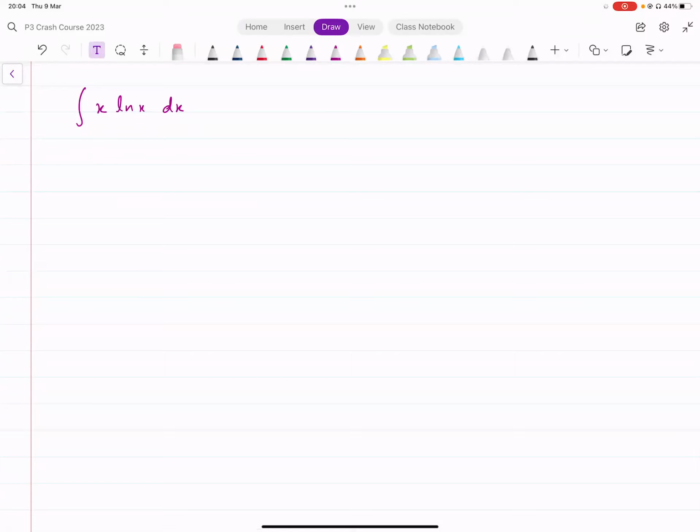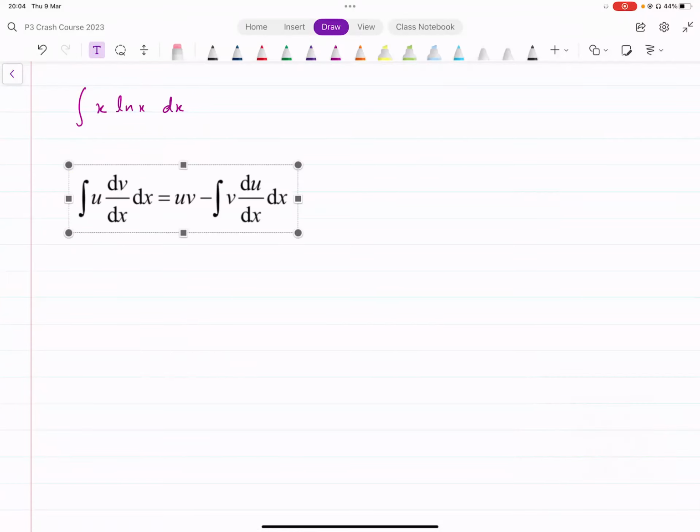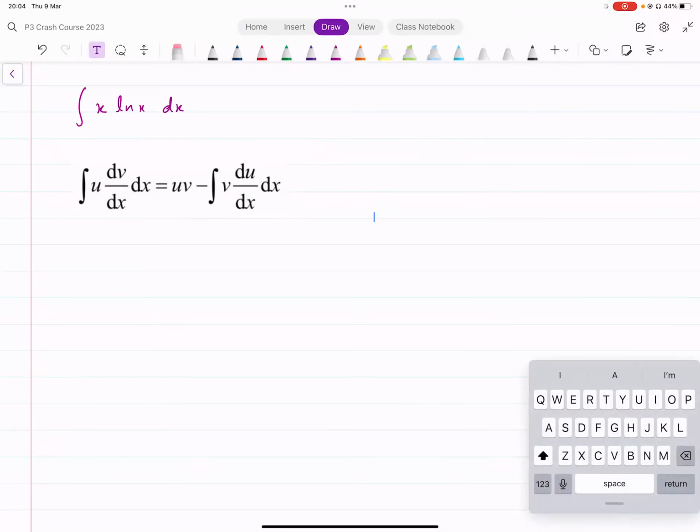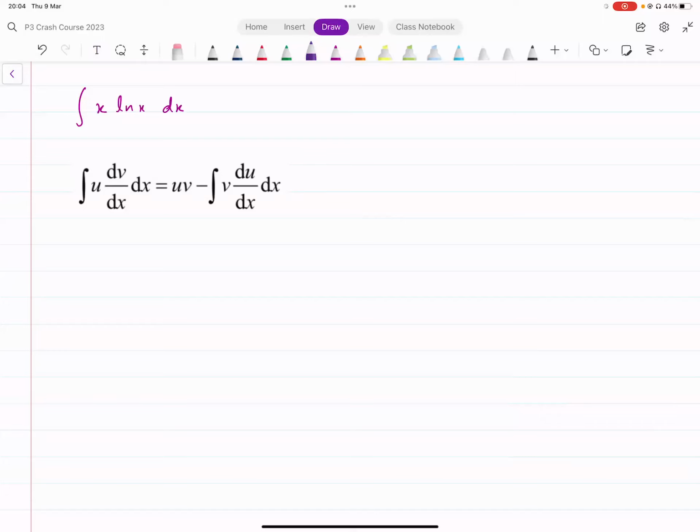Let me write down that formula here. This is what the integration by parts formula looks like. We need to decide, first of all, which of these two to take as u and which to take as dv over dx. That's the first decision that we have to make. We can use ILATE for this. Whatever comes on the left is u, whatever comes on the right is dv over dx.